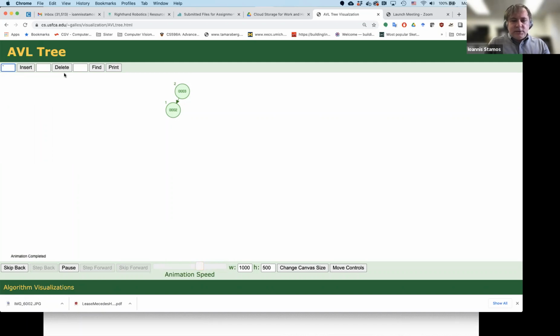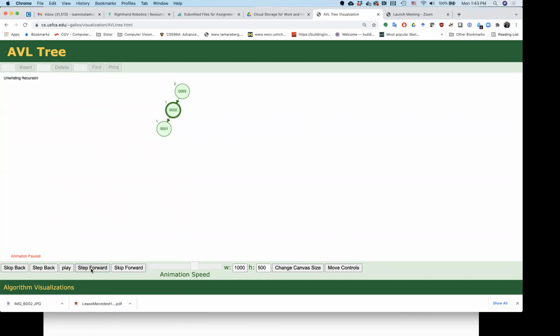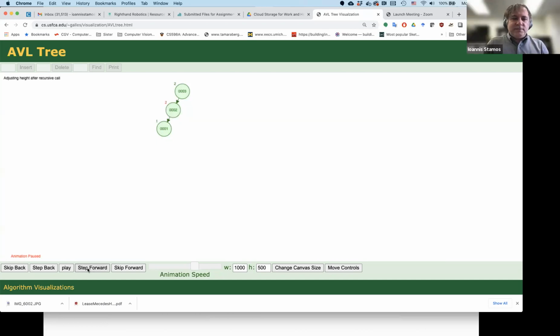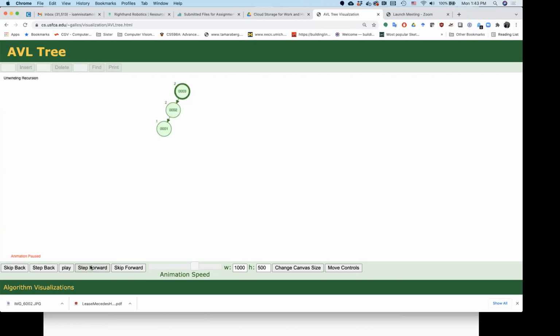There's no violation. Let's try to insert 1. Okay, so 1 will go there. Now you go back and check the heights. Is there a violation over there, at 2? No. Its height will become 2. Okay, fine. Is there a violation over there? Yes. And that's a single rotation.